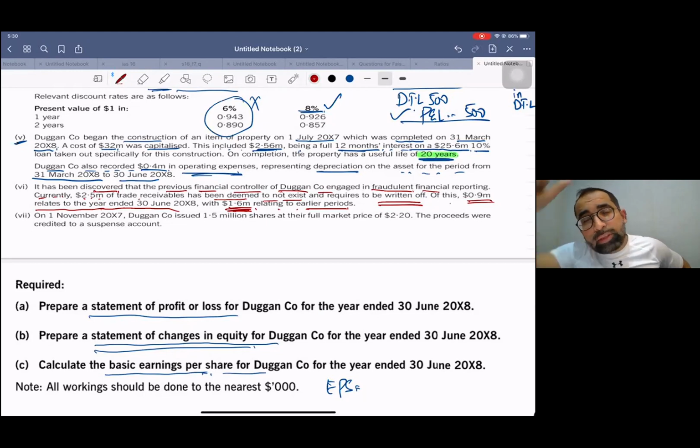We all know that prior period errors are adjusted retrospectively in retained earnings. Prior period errors are adjusted in opening retained earnings.